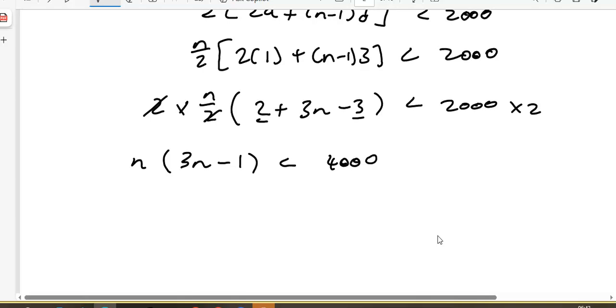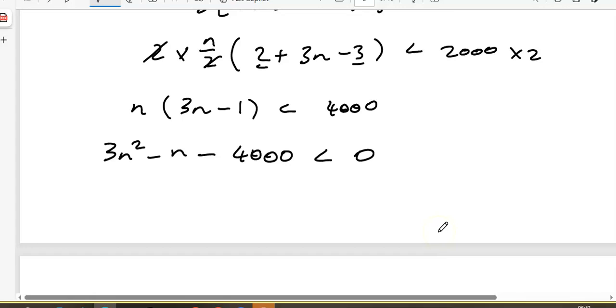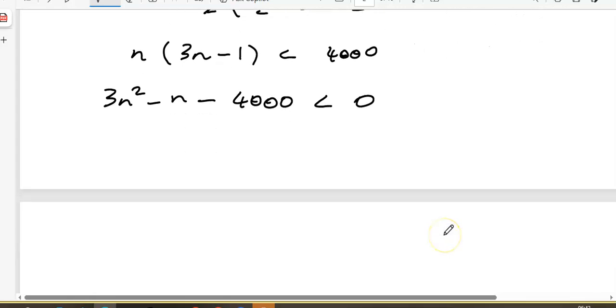So from there I can multiply out the bracket with n. What I have now is 3n squared minus n. Let's take the 4000 to the other side to be negative. 3n squared minus n minus 4000 is less than 0. What do we have? An inequality. But it won't be easy for us to factorize this. Remember, we are looking for n. It won't be easy for us to factorize this type of problem.